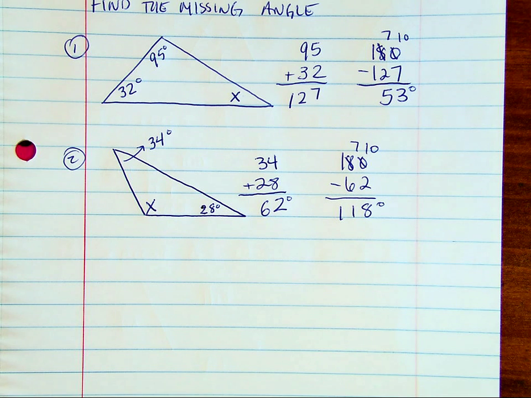I'm going to throw a little curveball at you. Hopefully you guys swing and hit it. I'm going to give you all three angles. And I want you to tell me if it's possible for a triangle to have these three angles. Okay?